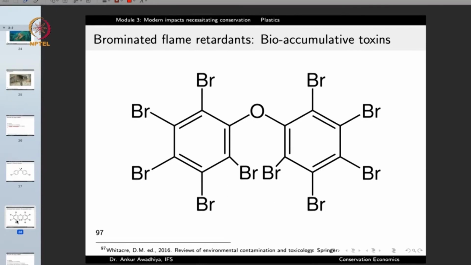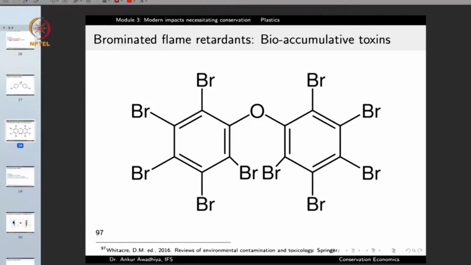Another example of these chemicals is the brominated flame retardants that are used in a number of plastics. Brominated means that they are full of bromine, and these are flame retardants. They are typically used in things such as sofas or chairs, so that if there is a fire, then plastics, because they are made from petroleum and because they are hydrocarbons, can burn very easily.